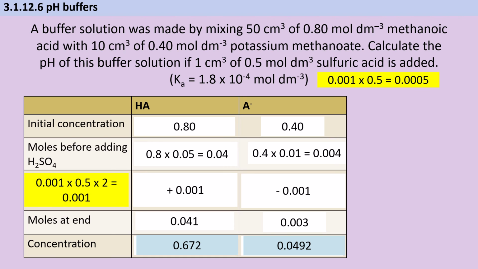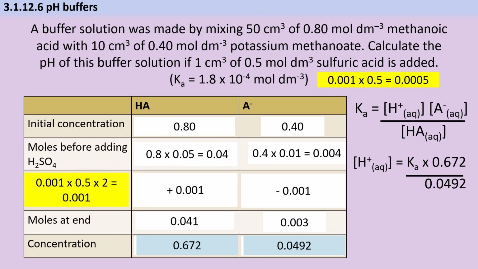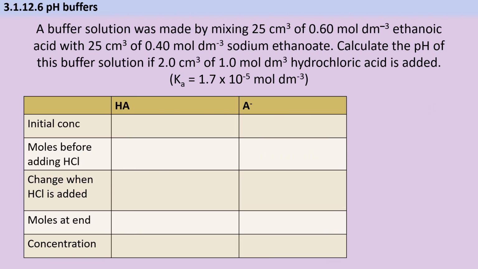So back to my expression for the acid dissociation constant Ka, and we rearrange this to work out the concentration of hydrogen ions, and then if I take the negative log base 10 of that hydrogen ion concentration, I get a pH of 2.61. Hopefully that made sense and you're ready to have a go at one of these on your own.